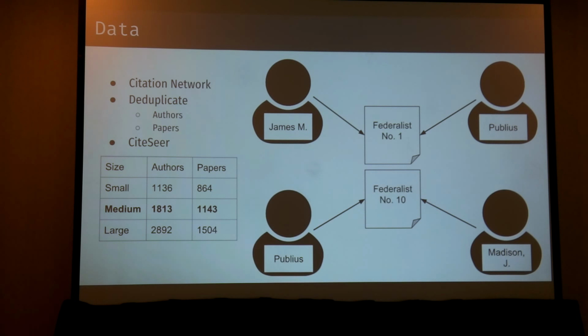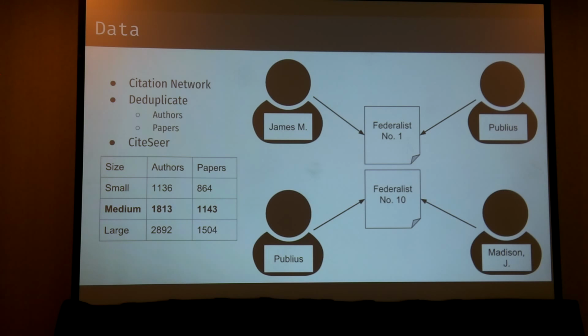So the problem we're looking at for this one is specifically entity resolution inside of a citation network. We have different instances of authors authoring a paper, and we want to figure out who are the same authors and what are the same papers. So this is an interesting one in that we have to deduplicate both the authors and the papers. The data itself comes from CiteSeer, and it comes in several different variations: small, medium, and large. We're going to be working with the medium in this example.